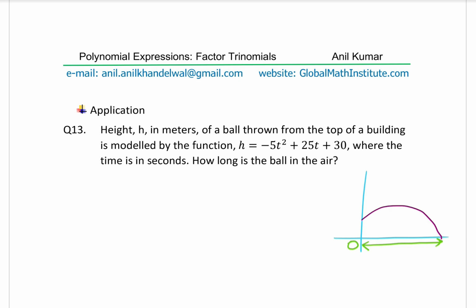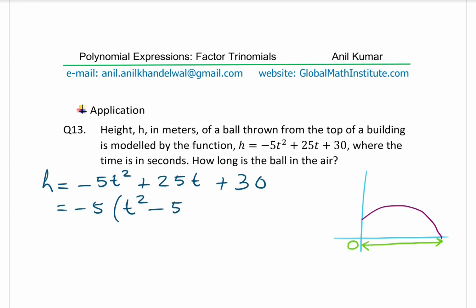Well, factoring really helps in this. So we have height h given to us as minus 5t square plus 25t plus 30. Since we have something minus 5 here, let's factor this out. So we have here t square, dividing by minus 5 gives us minus 5t and minus 6.